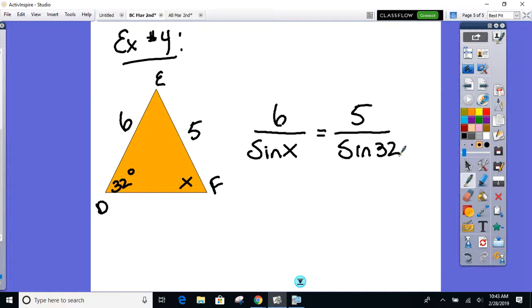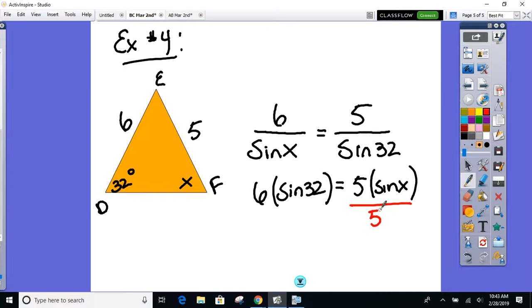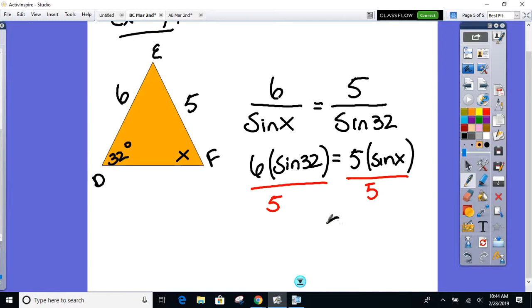Okay, let's see what happens at the end, and maybe you guys have a solution. I hope you do. 6 times the sine of 32 is equal to 5 times the sine of X. How do I get the 5 out of there? Okay, divide both sides by 5. I get the sine of X is equal to whatever decimal that comes out to be, right?